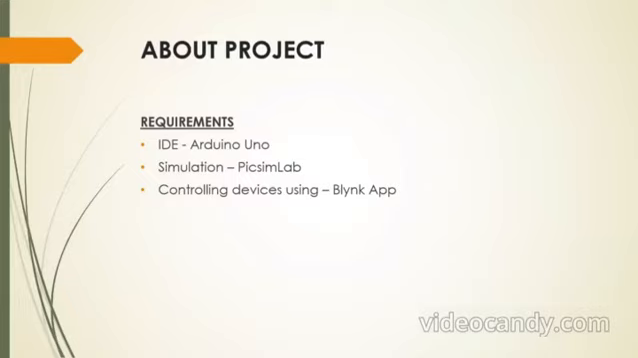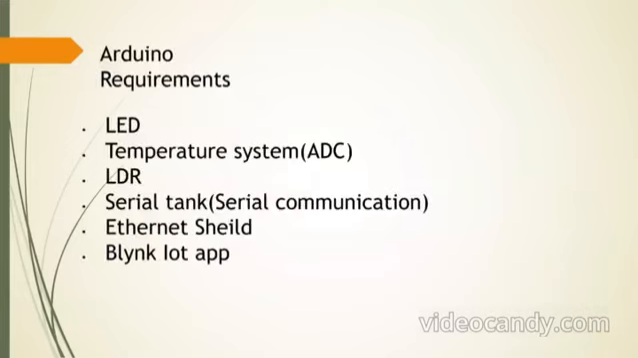First of all, we see the requirements of our project, in which we use the Arduino UNO IDE for writing the code, and we use a simulator for execution. Next, we use the controlling device of IoT home using the Blynk app. Next, we have the Arduino requirements: temperature sensor, ADC, LDR, serial communication, Ethernet, Blynk IoT app.